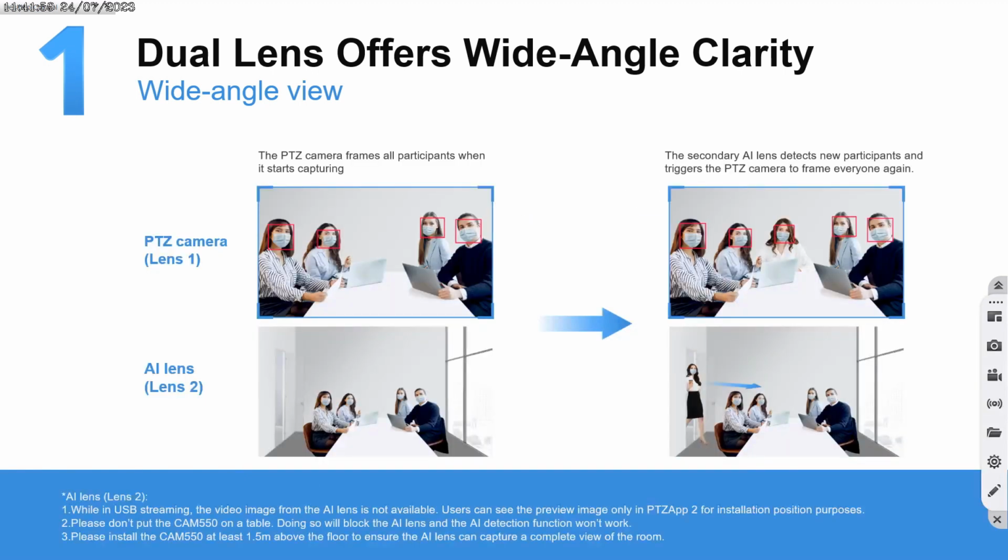Because of the dual lens, we can do dynamic framing. You can see on the slide on the left-hand side, when the PTZ camera frames all participants in the meeting room, the AI lens captures all 4 people. And when a newcomer walks into the meeting room, you can see on the right-hand slide, in the corner, a new participant comes in, and the AI lens will trigger the main lens to capture all participants again and do the framing.